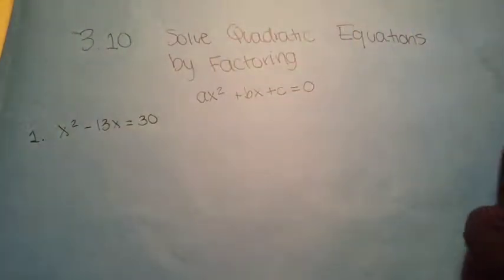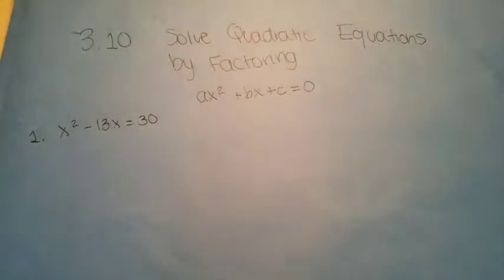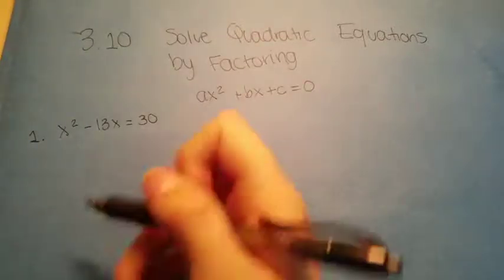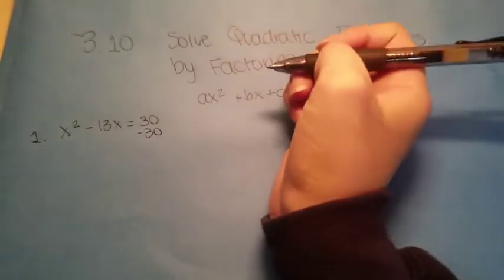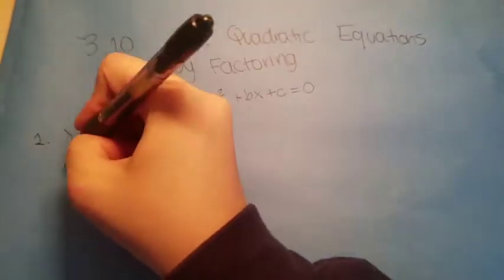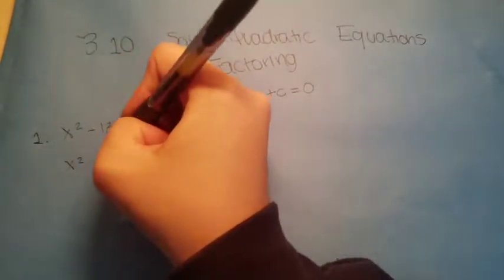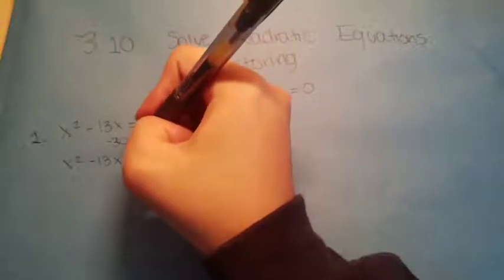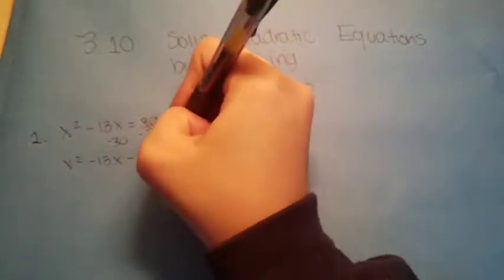Feel free to do this in your own notebook and just follow along. And if you need to, pause the video and do it and check your answers. Okay, so the first thing we need to do here is move this 30 over to this side so that y can equal 0. So you subtract 30 from this side and this side, canceling that out. So it would be x squared minus 13x minus 30 equals 0.